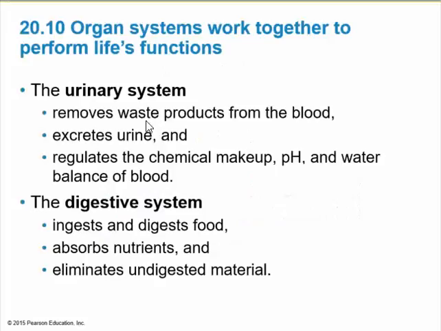Urinary system removes waste, maintains proper acid-base balance, proper water balance of the blood, and gets rid of waste products. Digestive system, when you take in food, it processes it, extracts nutrients and energy from it, gets rid of the undigestible or not necessary, shall I say. Let's go on.